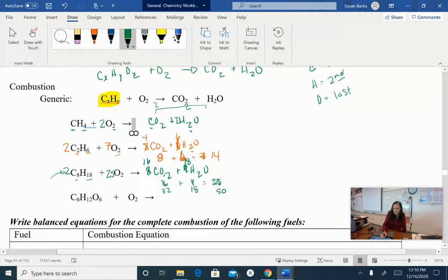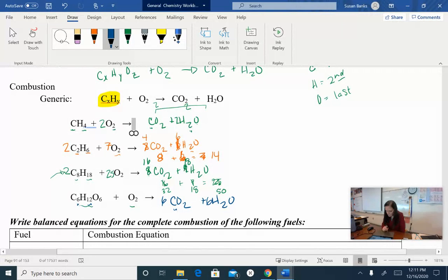We are taking glucose, we are breathing in air, which has oxygen in it, and we are breathing out carbon dioxide and water, right? That's what's going on in your body right now. So let's look at our carbons. 6, so I've got to do 6. 12 here, 12 divided by 2 is 6.